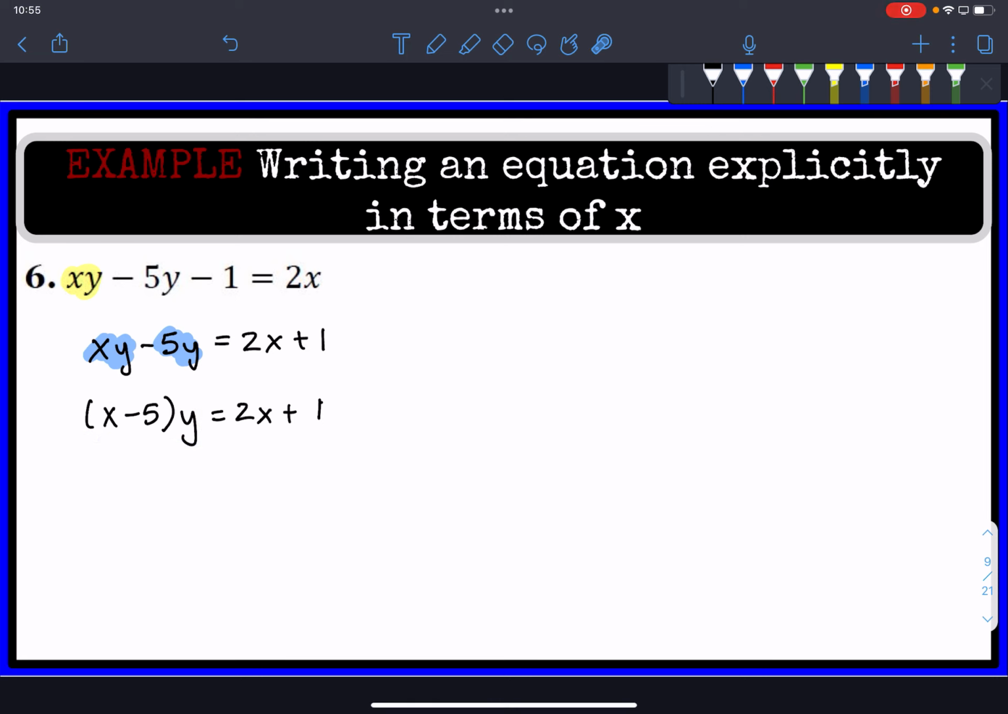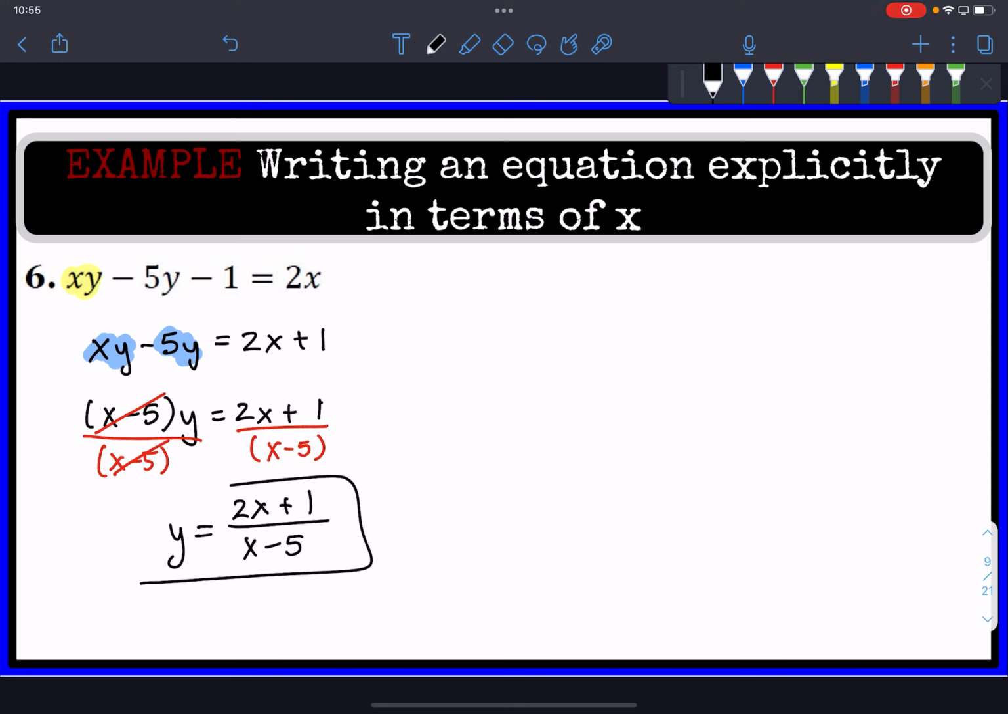And now I can divide. Dividing both sides by x minus 5 will reduce these two terms. They're common factors, so it reduces simply to 1, and we end up that 1y is equal to 2x plus 1 over x minus 5. So this is going to be our equation written explicitly in terms of x.